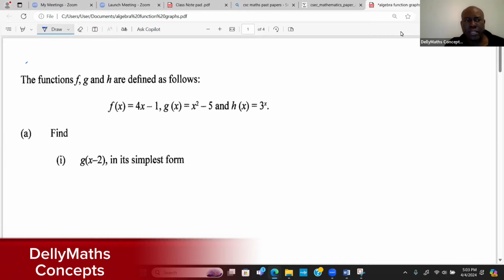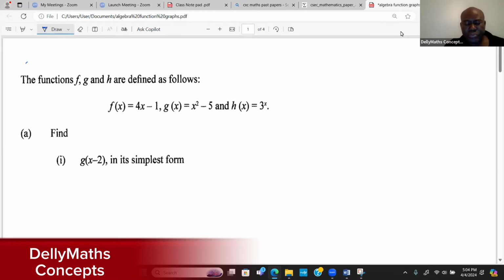All right, let's take a look at this relation, function, and graph question. It comes at number 8 on the CSEC paper. It says the functions f, g, and h are defined as follows. f of x is equal to 4x minus 1. g of x is equal to x squared minus 5. And h of x is equal to 3 raised to the x. Find g of x minus 2 in its simplest form.